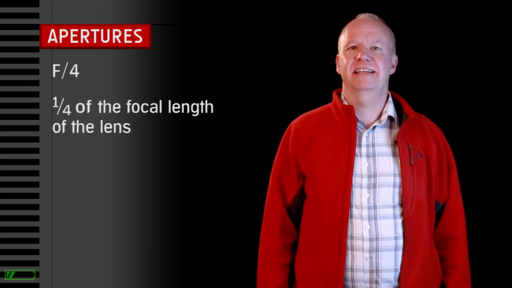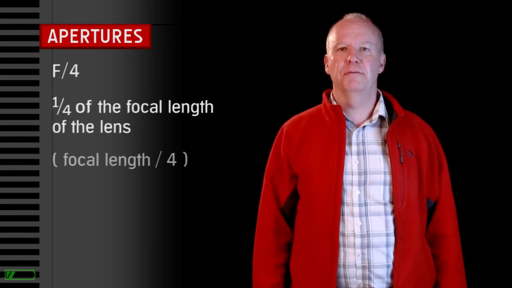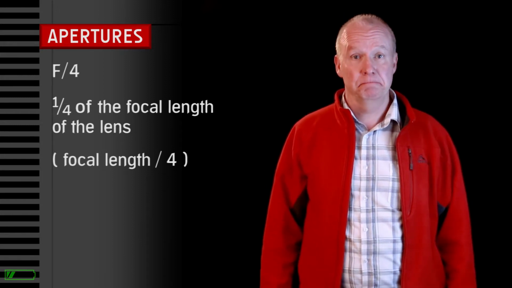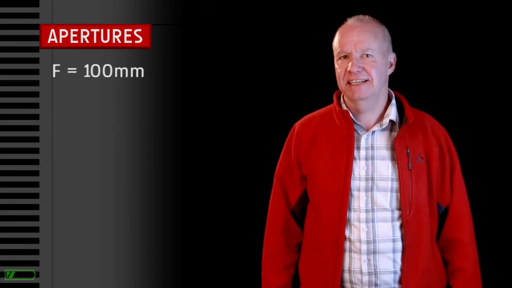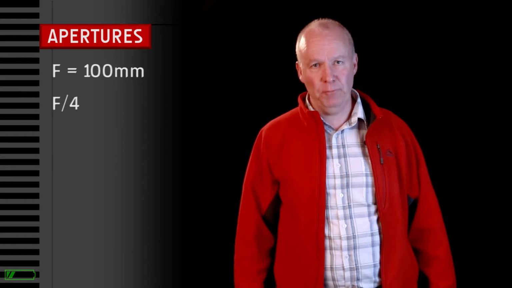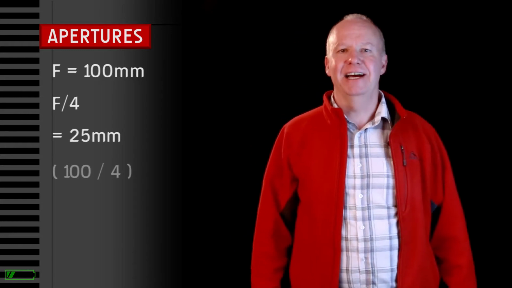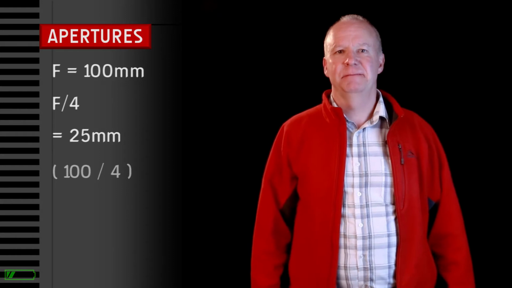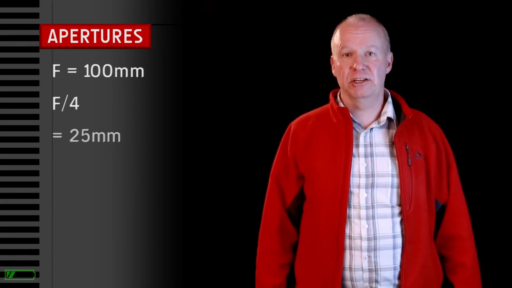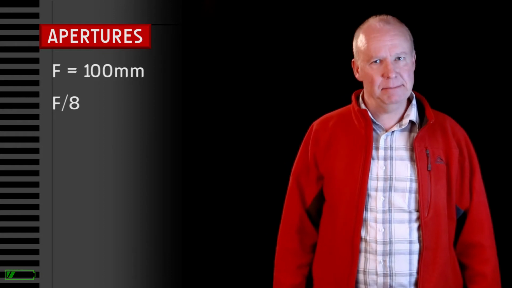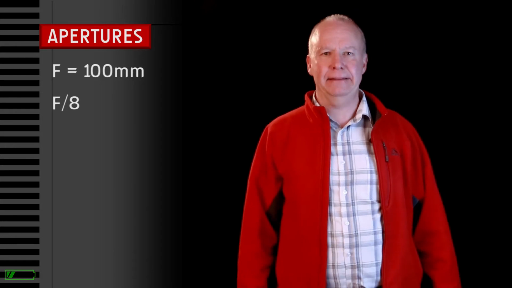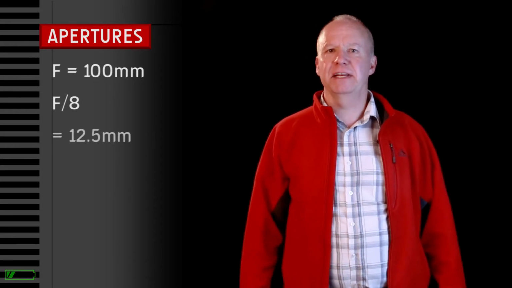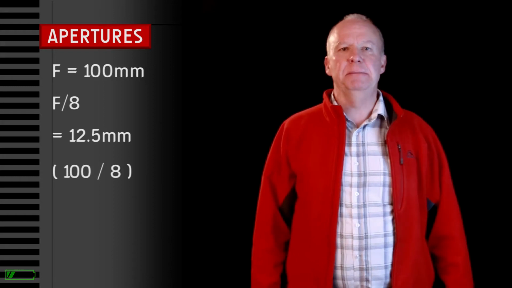For example, if you have an f-stop of f4, this means that the aperture is open to 1/4 of the size of the focal length of the lens. So if we had a 100mm telephoto lens and our aperture value was f4, the aperture diameter would be 25mm. If we increase the f-stop to f8 on the same lens, we're now closing the aperture down to 1/8 of its focal length. So the diameter of the lens opening would be 12.5mm.